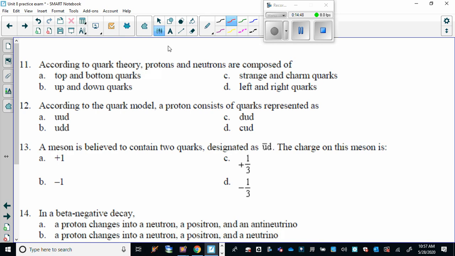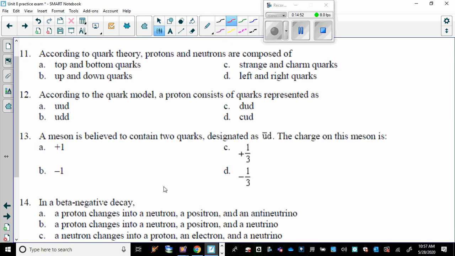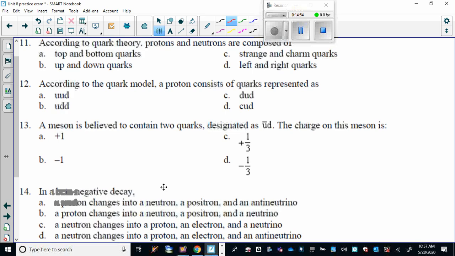Number 11. How are we doing? Oh, we're 15 minutes in. Maybe we'll... No, you know what? Let's just pound through this page here.